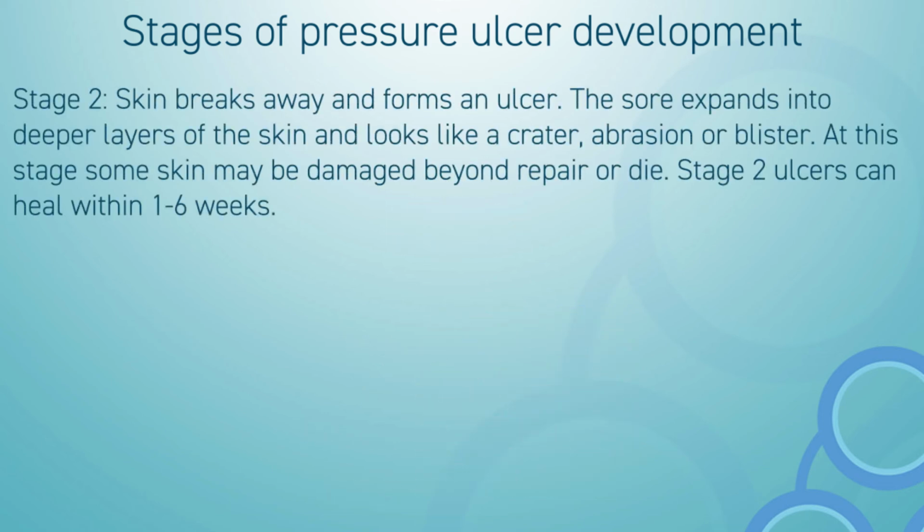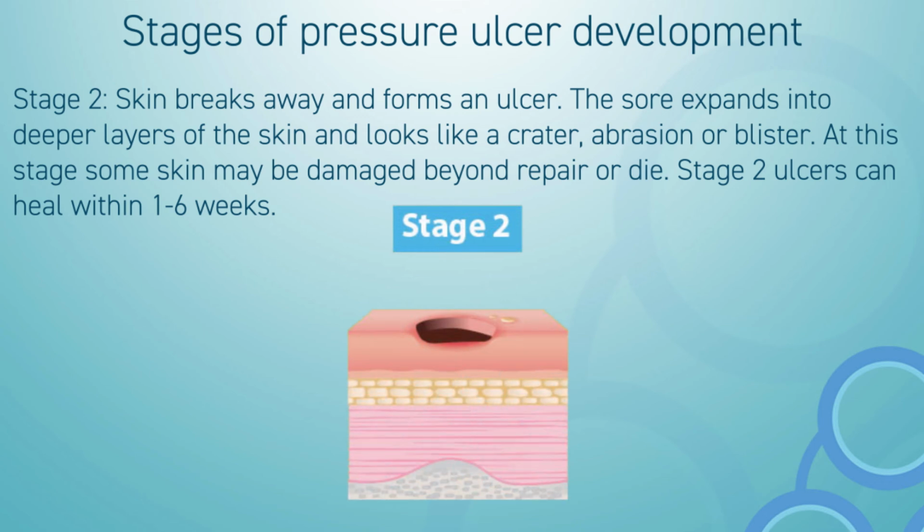Stage 2. The skin breaks away and forms an ulcer. The sore expands into deeper layers of the skin and looks like a crater, abrasion, or blister. At this stage, some of the skin may be damaged beyond repair or die. Stage 2 ulcers can heal within 1 to 6 weeks.